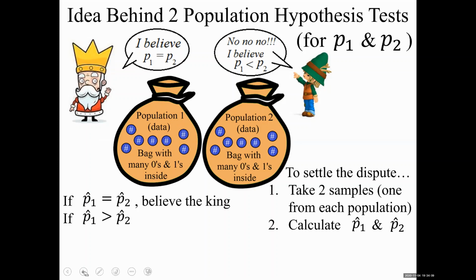If P1 hat is greater than P2 hat, this is the situation where I don't even care if they're close to equal, because the peasant is saying less than, and we're getting a greater than. That's not evidence in favor of the peasant. We only believe the peasant if there's overwhelming evidence in favor of the peasant. So since that's not evidence in favor of the peasant, we automatically believe the king, even if they're far from each other.